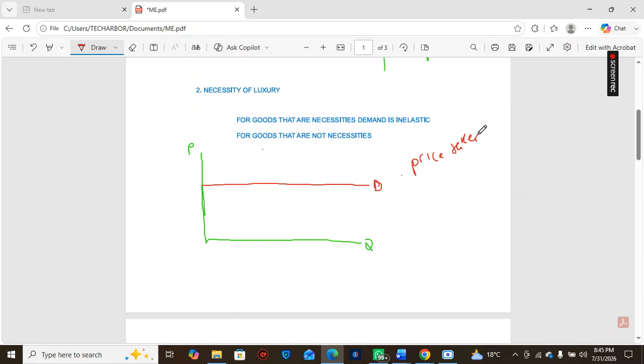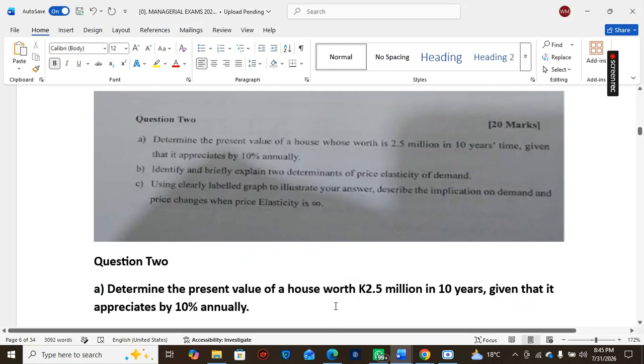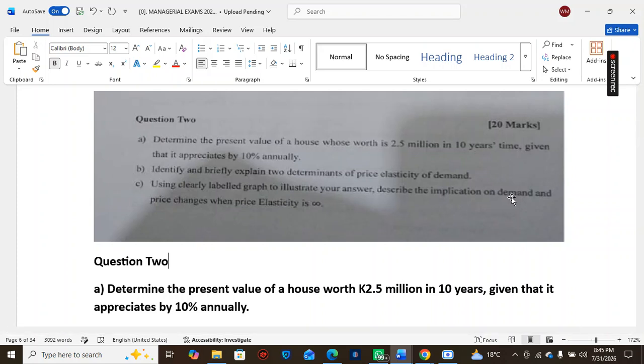So to answer this question, the implication on demand: demand is highly sensitive to price changes. When you increase price by 0.001%, demand drops by 100%. So that's the implication on demand. Demand is very sensitive to price changes.